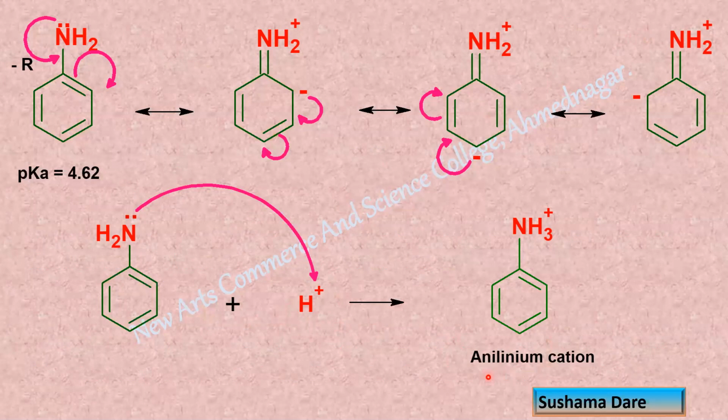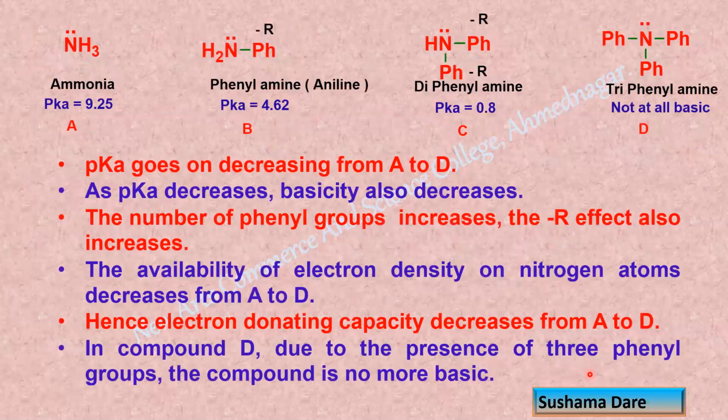When it donates its electron density to a proton, it converts to NH3 plus. Why is the plus sign here? That plus sign is on the nitrogen atom. Once the electron pair present on the nitrogen atom is used up, you have to write the positive charge on nitrogen, and this is an anilinium cation. So in that way, the phenyl ring shows electron withdrawing resonance effect.